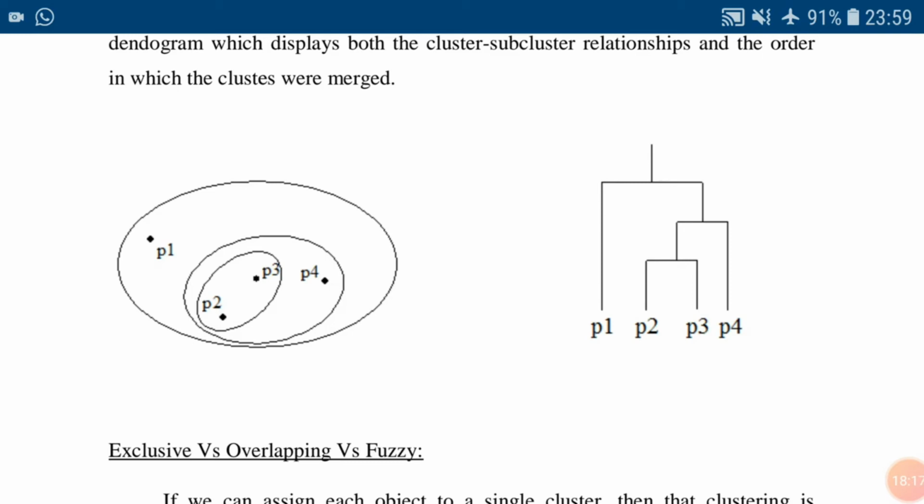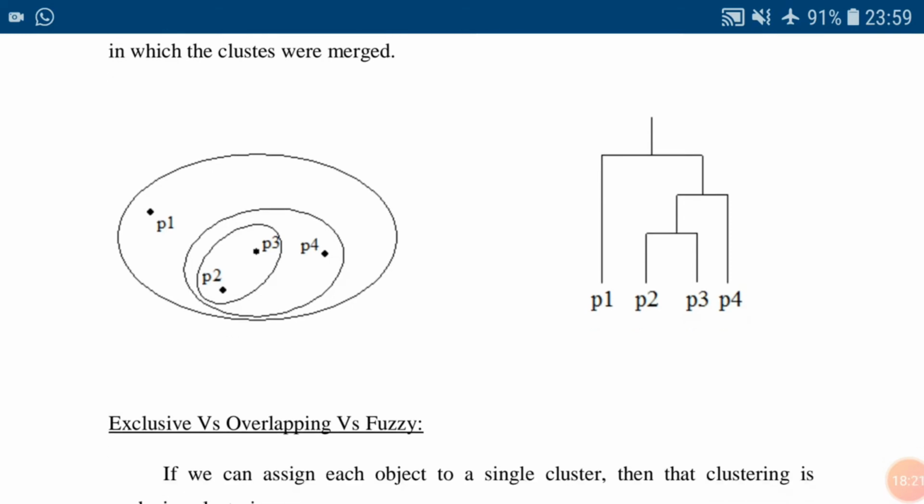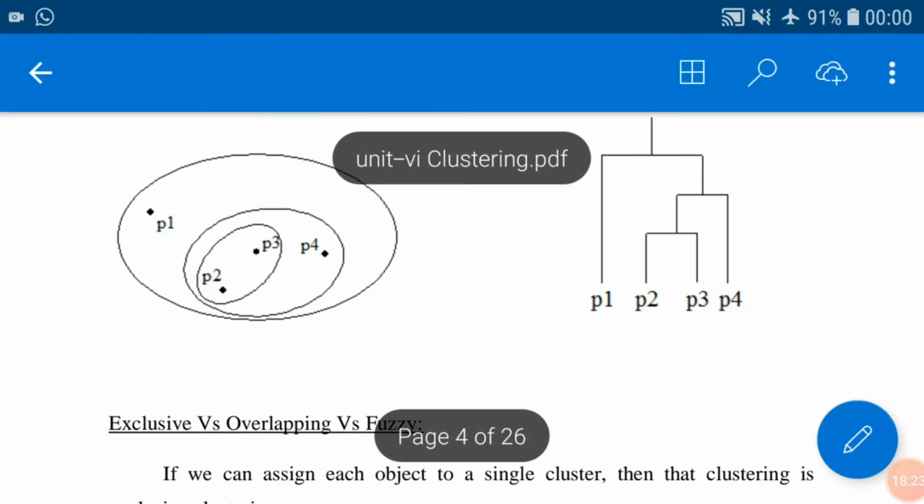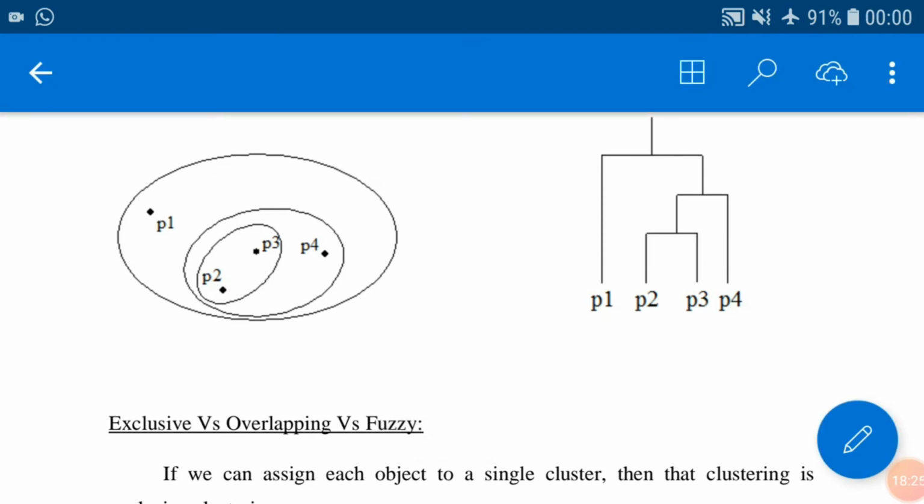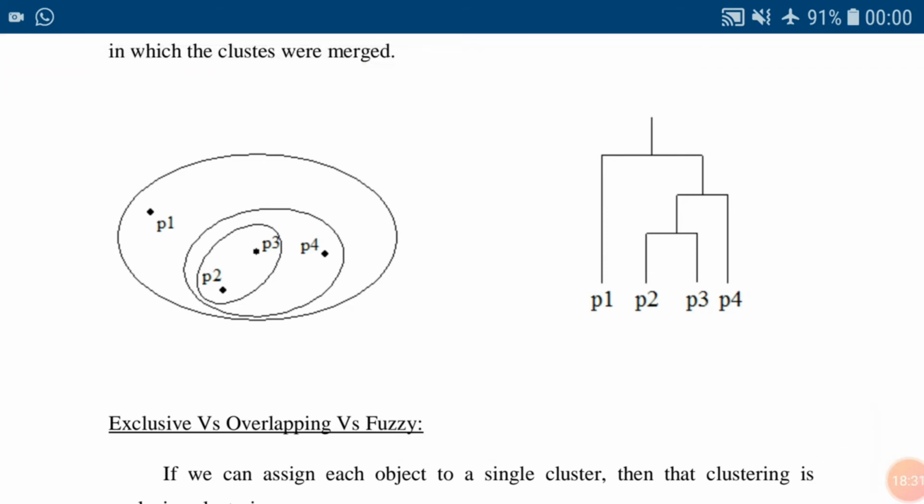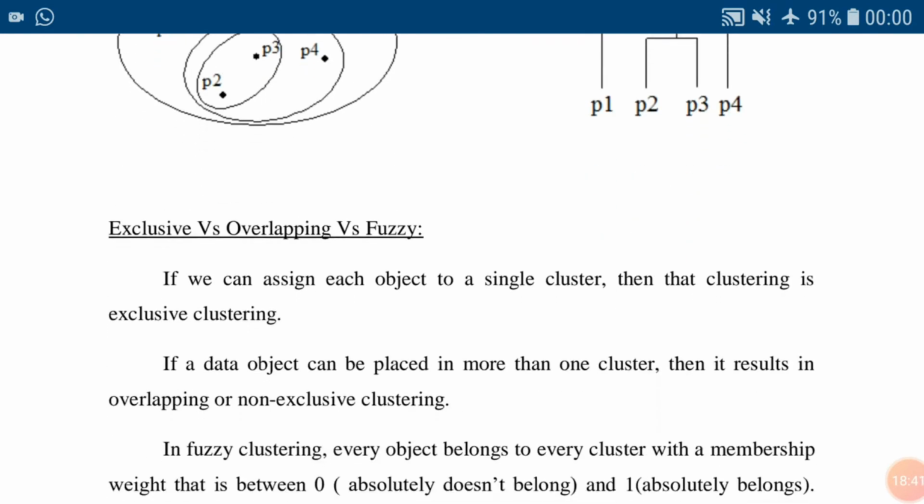Like that, here P2 and P3 first come under one cluster. Then P2 and P3 are related to another cluster by combining P4. Again, P2 and P3 are related to another cluster by combining P1 also. So that is the hierarchical clustering.